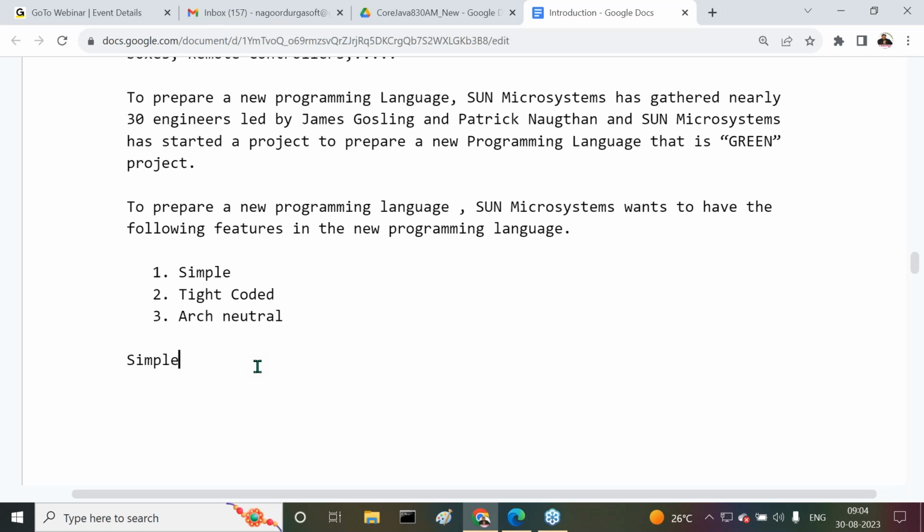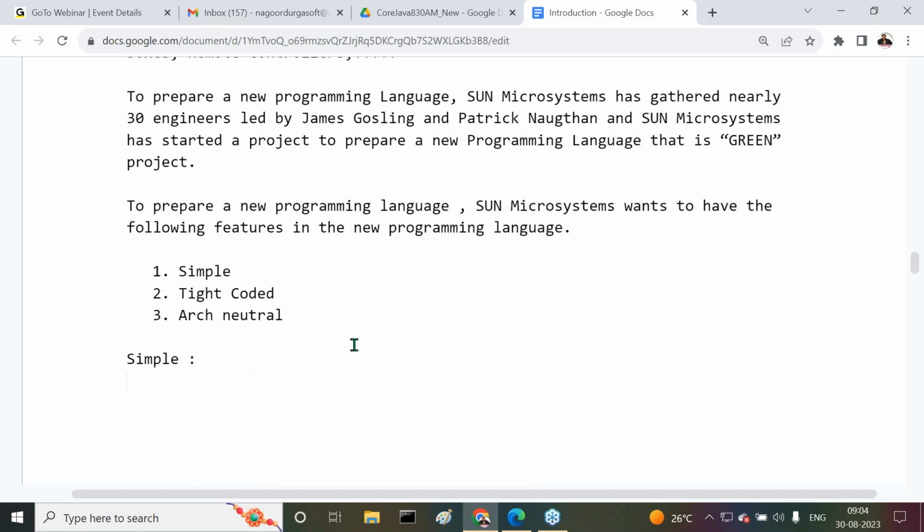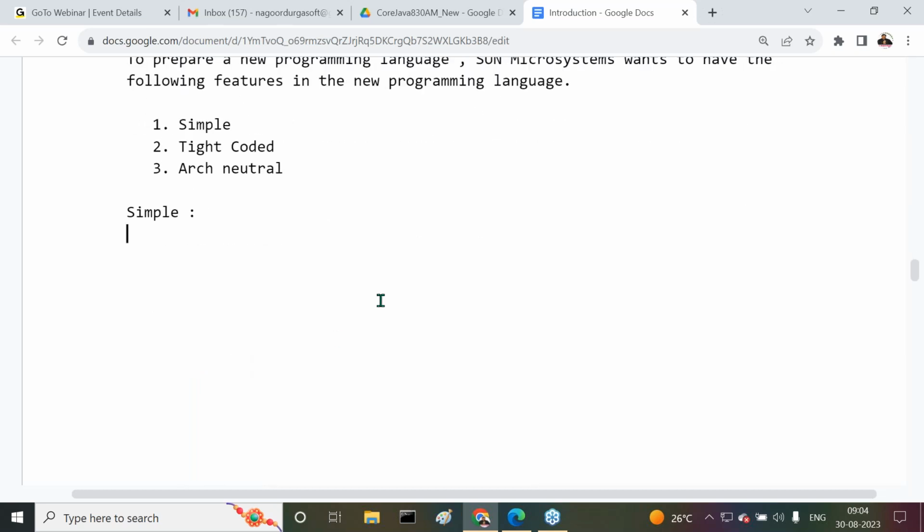What is the meaning of simple programming language? What's your understanding of a simple programming language? What is the meaning of it? Observe carefully. Simple in the sense they provided mainly 3 factors. 3 things mainly they're focusing on. What are the 3 factors here? They are focusing mainly on a simple programming language.